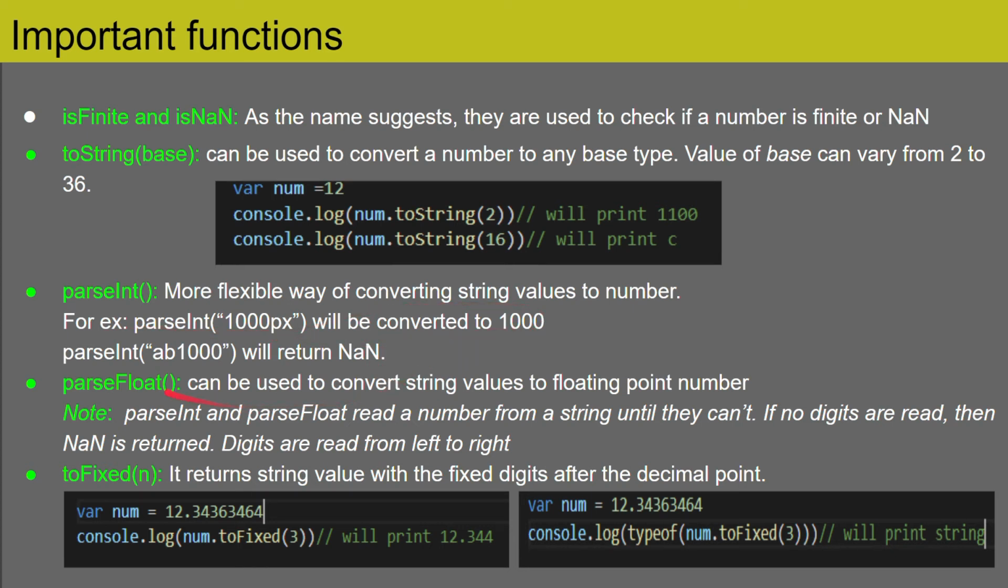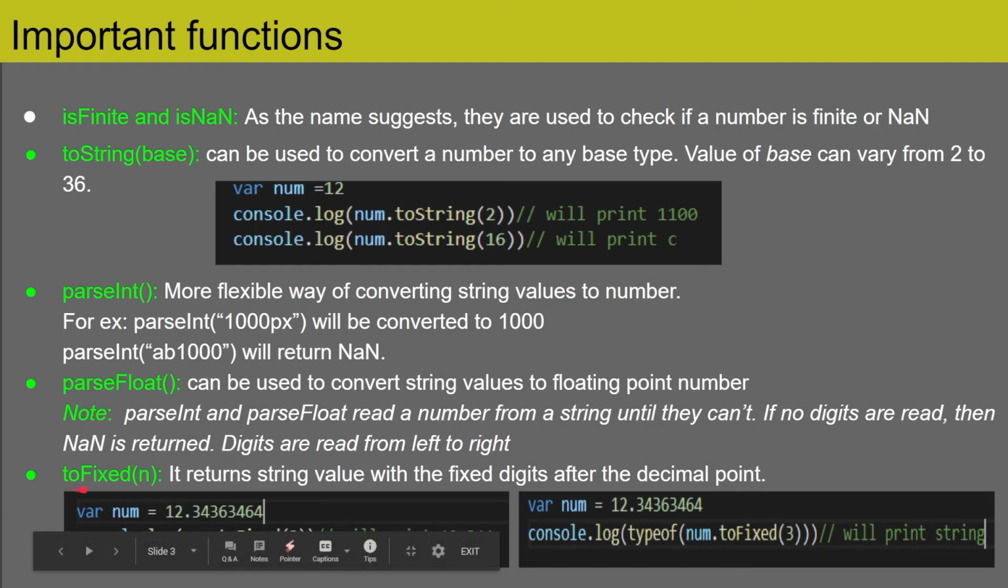And parseFloat works on similar lines, so it can also convert the string to its decimal if the string contains the decimal part. I have added a note here that parseInt and parseFloat read a number from a string until they can't. If no digits are read, then NaN is returned. Digits are read from left to right. So we start reading digits from left, and continue reading towards right.